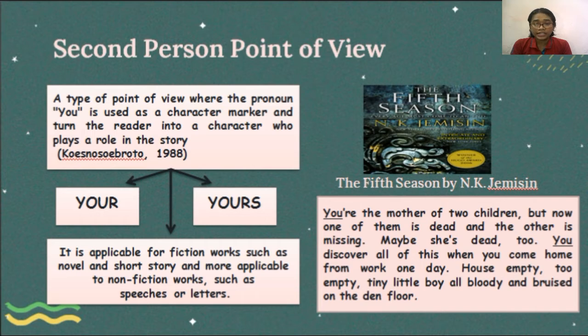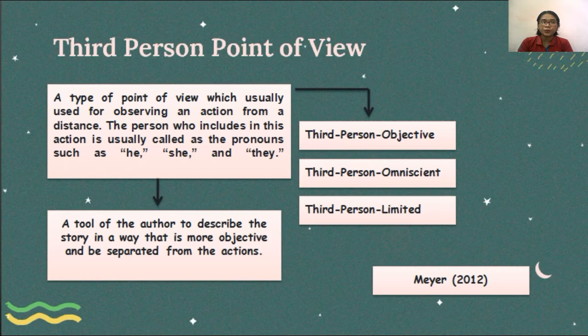So based on this example, you can see the use of "you" as the second person point of view. The writer used the second person point of view, or "you", to point out the reader so they can imagine if they become the character of this story. And next, I will continue with the third person point of view.